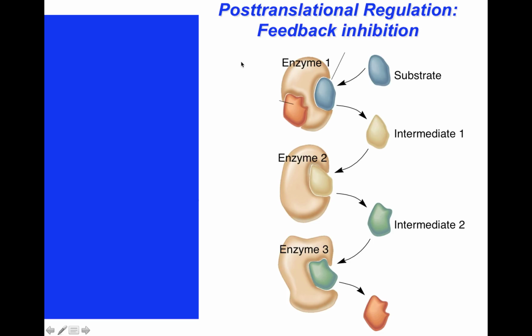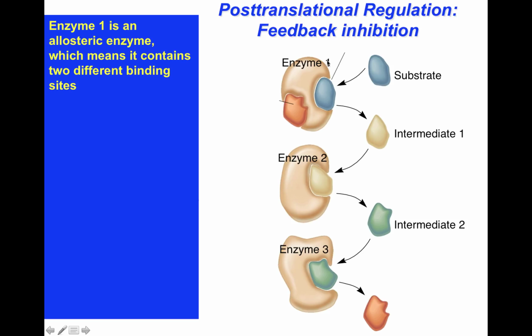Okay, what happens if you have all the enzymes that you need to make a product, but you're making plenty of the product and you don't want to make any more, and you don't want to degrade all these enzymes that you just spent a lot of time making? Well, you can have your pathway be regulated by post-translational feedback inhibition. Enzyme number one in this pathway is an allosteric enzyme. Allosteric means that it has an other site, two sites.